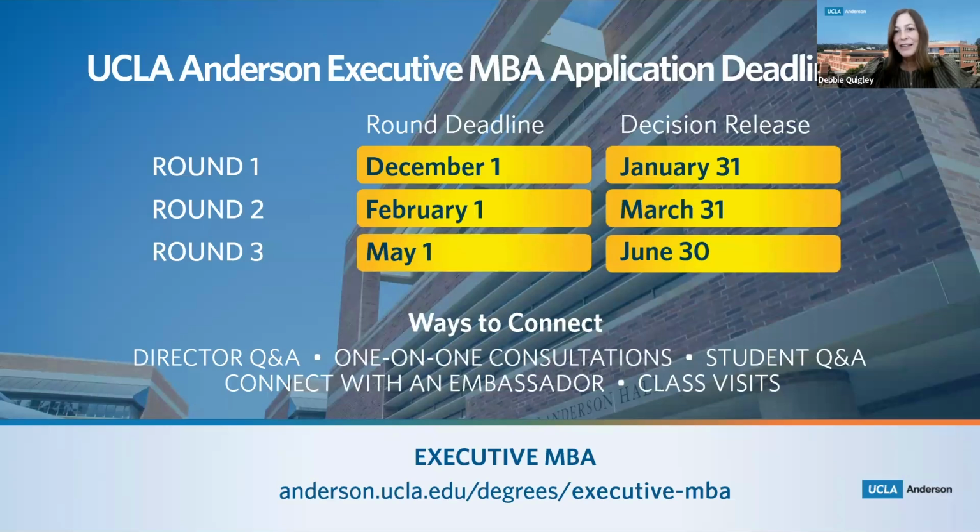Just to note again, the round deadlines, we do receive applications throughout the year and provide decisions on a rolling basis. Our first application deadline will be coming up on December 1st, and the final deadline, May 1st. Our cohort starts in the fall of the following year each year, and the decision process is about 8 to 10 weeks. We welcome you to connect with us, whether it's through an online Q&A or an in-person Dean's Preview, and we look forward to getting to know you through that application process.